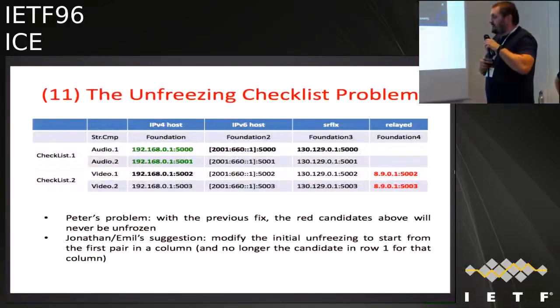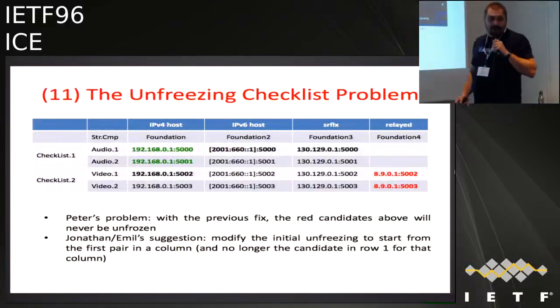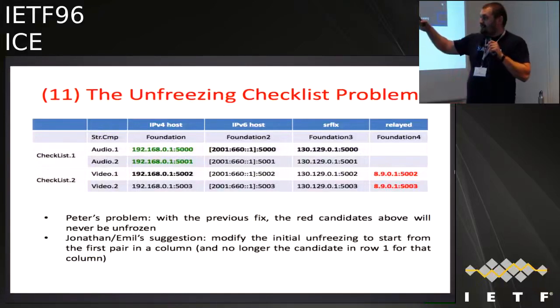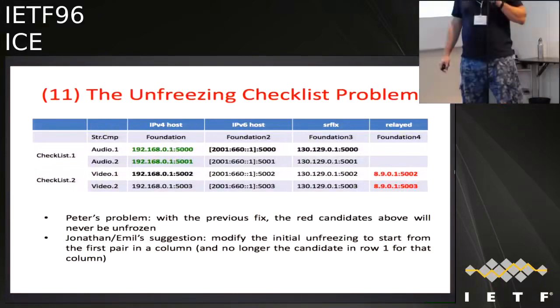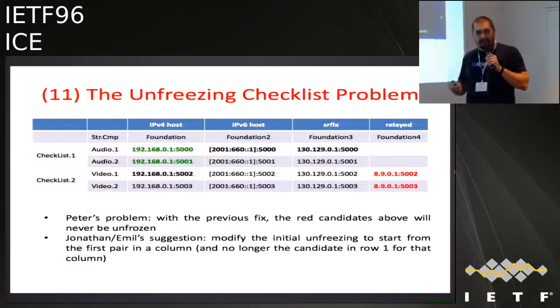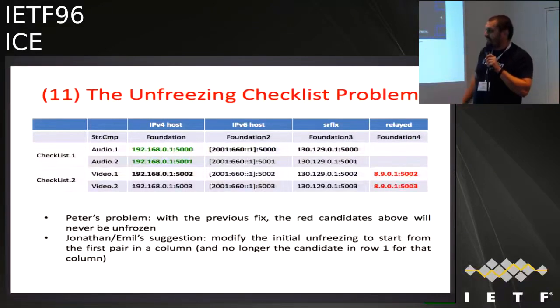Okay, so this will be significantly easier if we think about the whole freezing process in terms of this table here. I'm actually making the claim that we should probably adopt this representation in 5245 bits in order to explain the entire process, because right now it is very difficult to create an intuitive understanding of unfreezing, and it really is quite simple if you look at it from a table perspective. The idea of this table is that in columns you have foundations, and in the rows you have stream components.